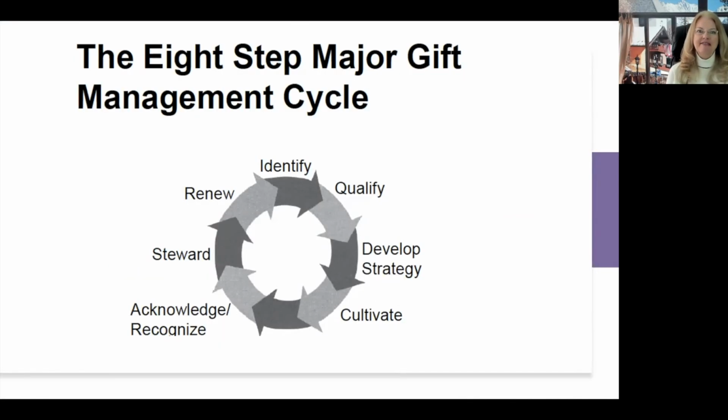Okay, so we're going to talk about the 8-step major gift management cycle. Now, there's all kinds of gift management cycles out there. Some of them have 6 different categories, some have 8. This comes from the Indiana University School of Philanthropy, where I have my certificate from. And I like this one because it goes through what we do. We start off with identify, and then we qualify, and then we develop a strategy, we cultivate, we acknowledge and recognize, we steward those people, we renew it, and then we identify again what might that person be interested in. And this cycle just keeps going around and around.